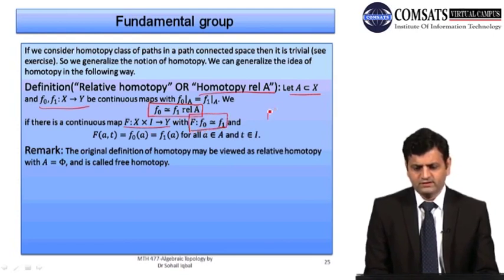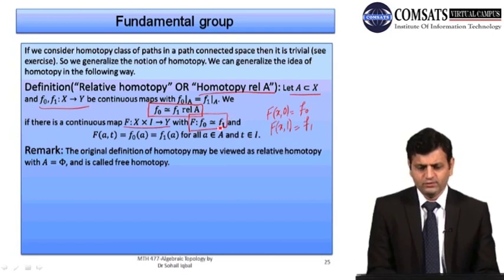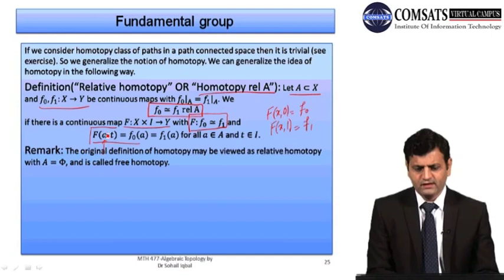In other words, when I take t equal to 0, it gives me f0, and when I take t equal to 1, it gives me f1, and this is a continuous function. But if we want these two functions to be relative homotopic, then we impose this extra condition: for each a in the subspace A, and for each and every t, these functions are equal. So for each and every t this happens.